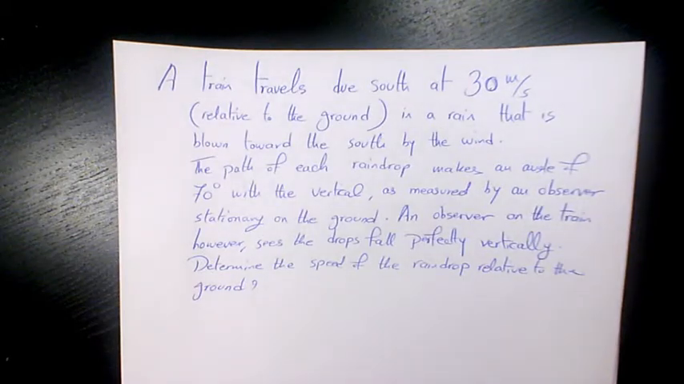Welcome to another video. In this video I want to solve for you another example of relative motion and relative velocity. It says that a train travels due south at 30 meters per second relative to the ground in rain that is blown toward the south by the wind. The path of each raindrop makes an angle of 70 degrees with the vertical as measured by an observer stationary on the ground. An observer on the train, however, sees the drops fall perfectly vertically. Determine the speed of the raindrop relative to the ground.